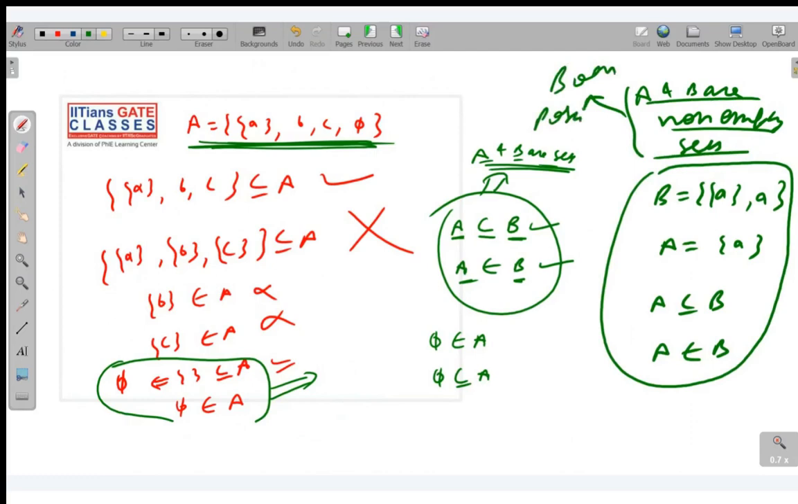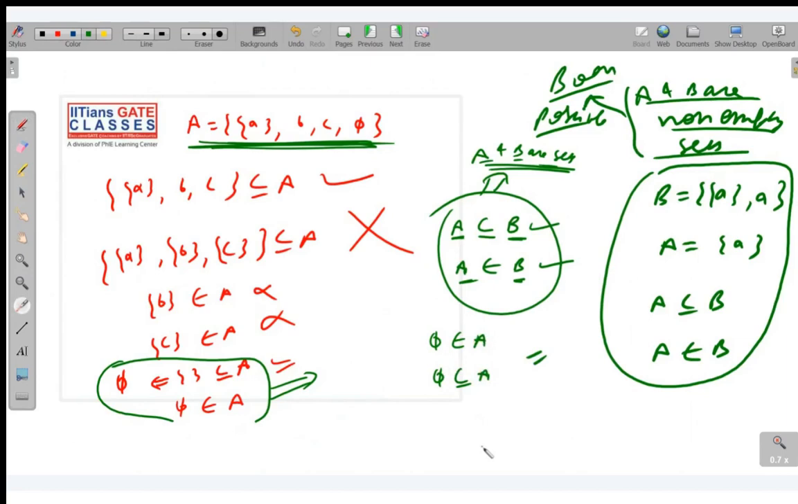If A and B are empty sets, or some of them can be empty and some of them non-empty, then also this is possible. So there is no hard and fast rule that if some set belongs to some set, then it should not be a subset, and so on. It is not the case. Done, sir.